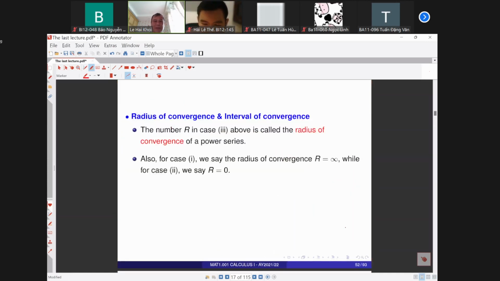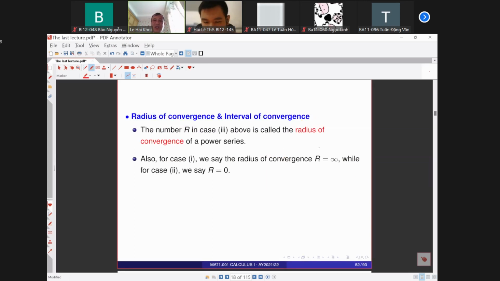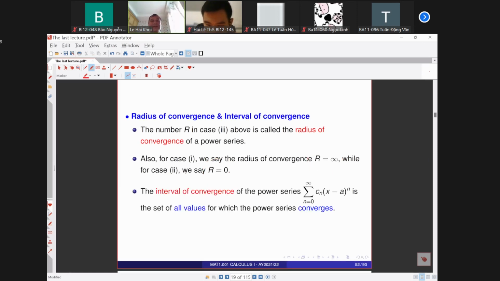So then, as I already explained last time, 2 weeks ago, for case 1 and 2, 1 for any x and 2 for only one x, actually we can think about the radius of convergence R is infinity. It means that everywhere, or only one point when R is 0. So then, together with the radius of convergence, we introduce the new notion, which is the interval of convergence.